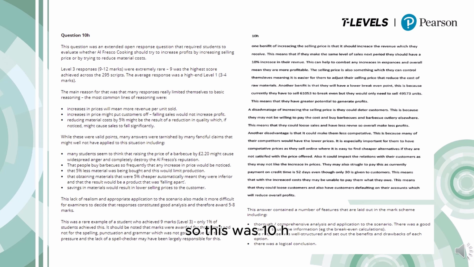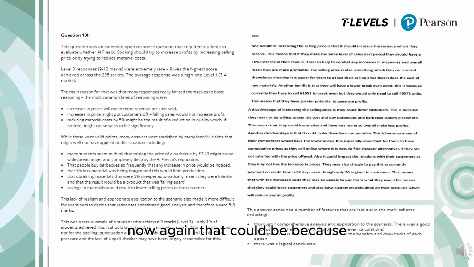There is another extended open response question. So this was 10H. It said that level 3 responses, 9 to 12 marks, were extremely rare. So on this specific question, in the 295 scripts that were seen, 9 was the highest score. That left 3 marks at the top that hadn't been attempted. So there's some room for growth there in terms of assessment strategy and improvement. And it said the average response was a high-end level 1. So again, similar to the last one we looked at, they're looking at 3 to 4 marks. So 2/3 of the marks are on average not being achieved on these extended open response questions.